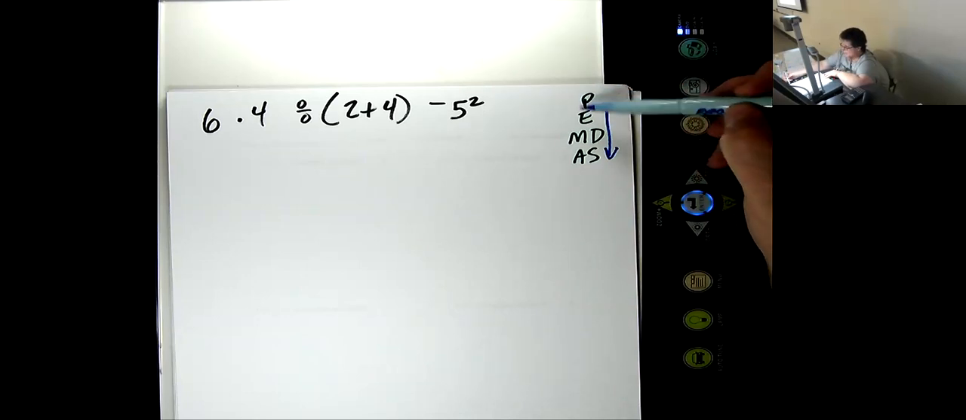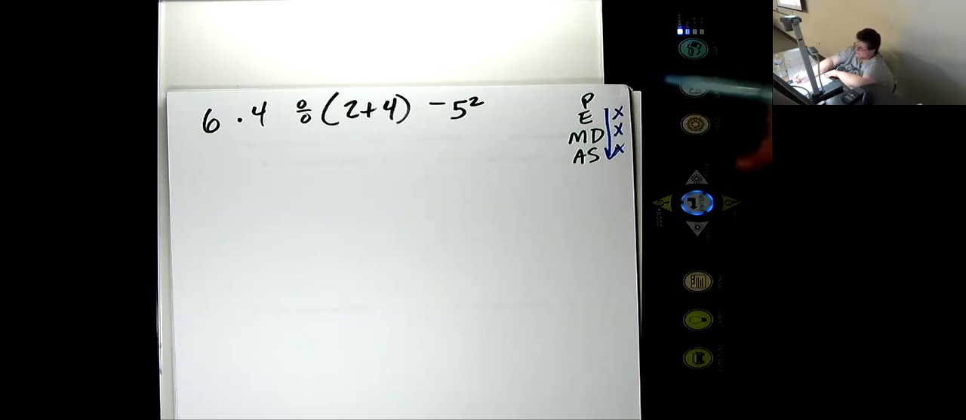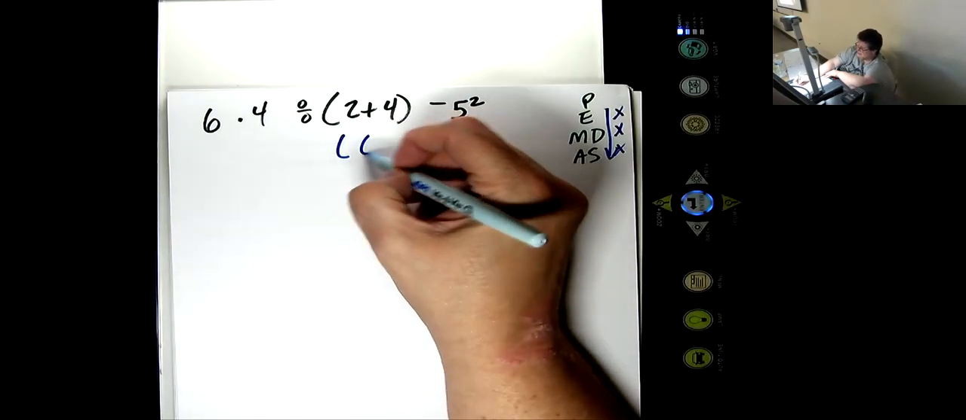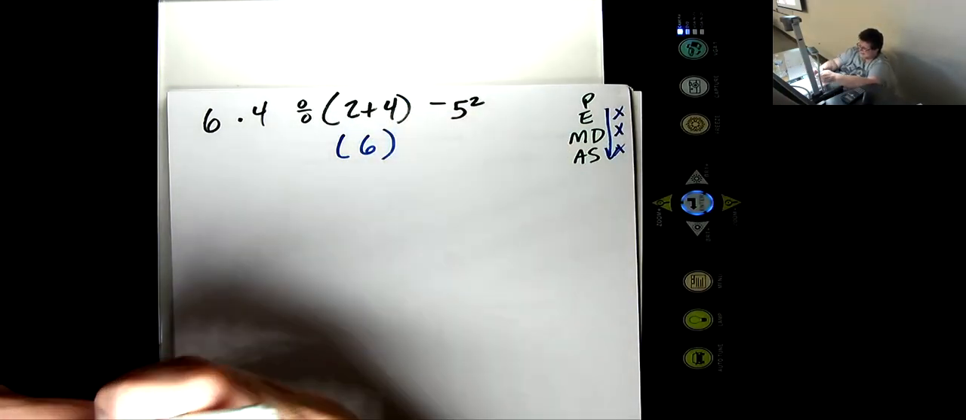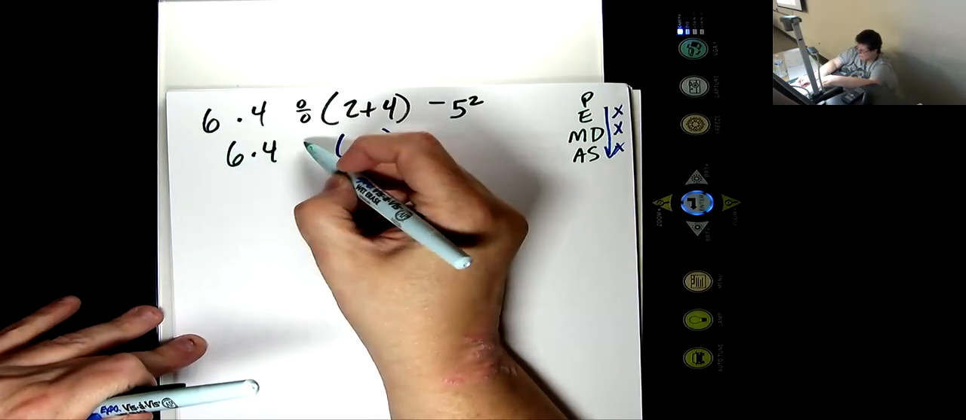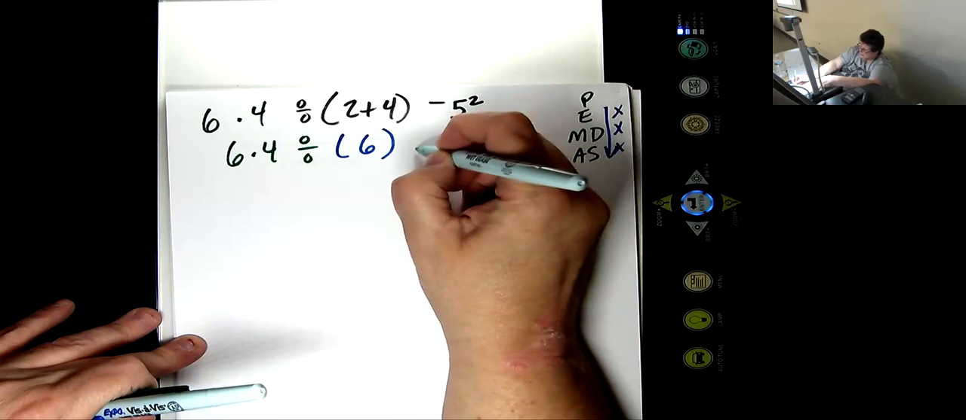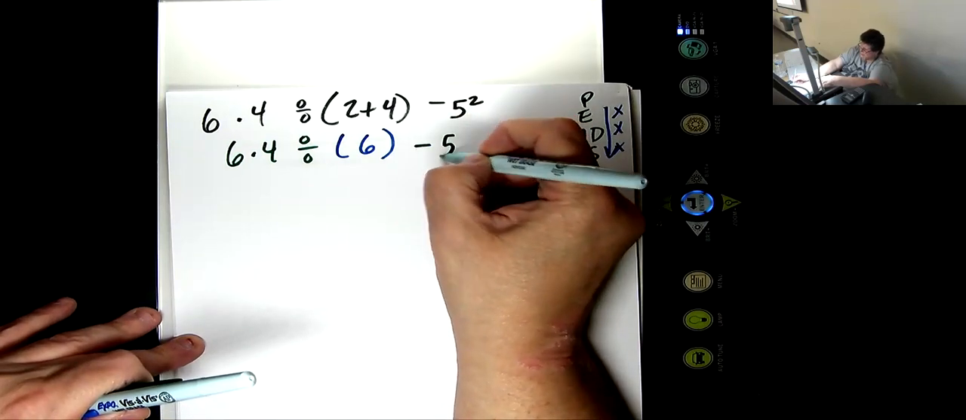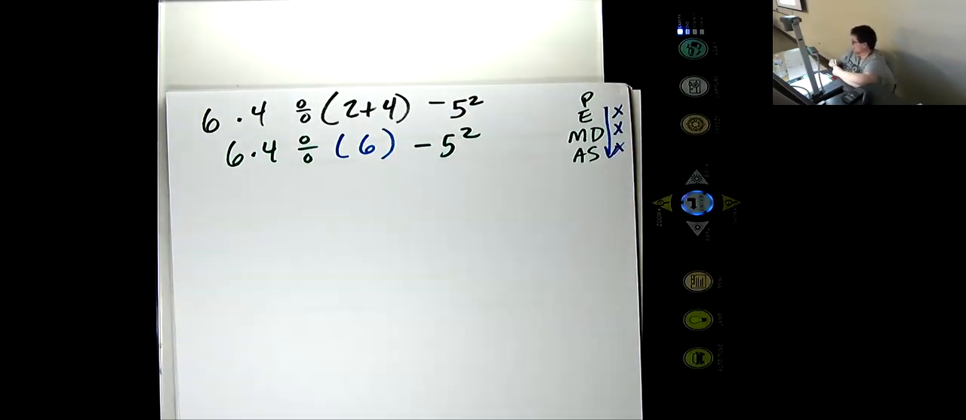So inside the parentheses, there's no exponent, there's no multiplication or division. There is addition and subtraction. So when I add these together, this is 6. I still have 6 times 4 on the outside divided by 6, and I still have minus 5 squared. You should keep writing down the other part of the math that you didn't do yet.